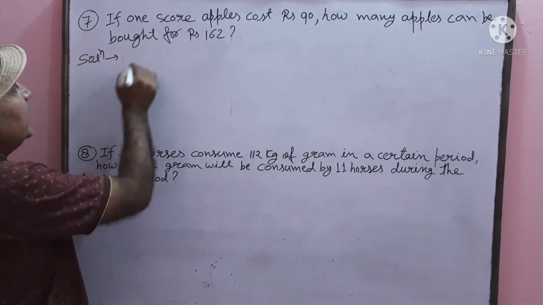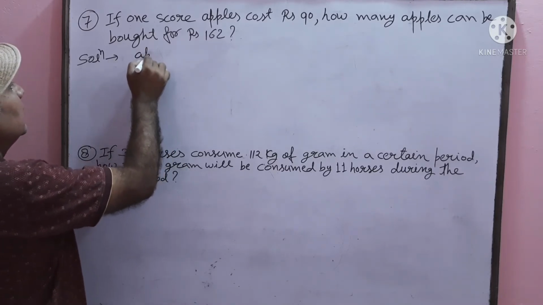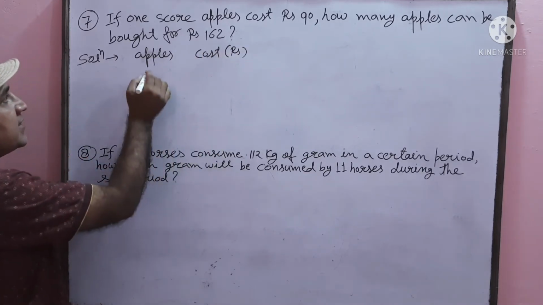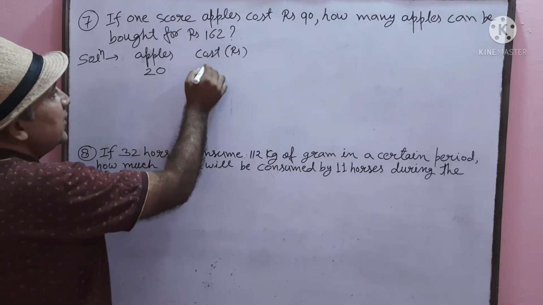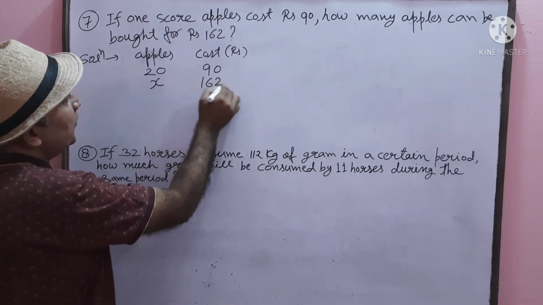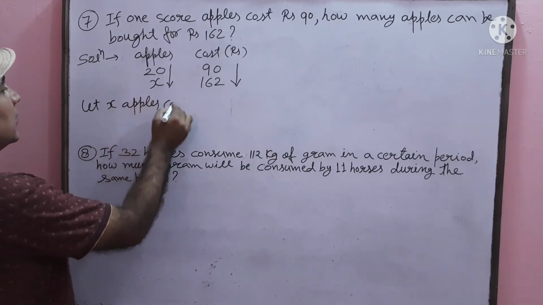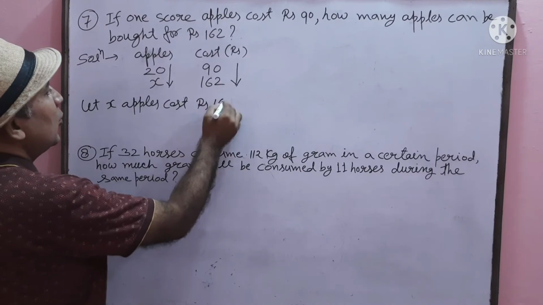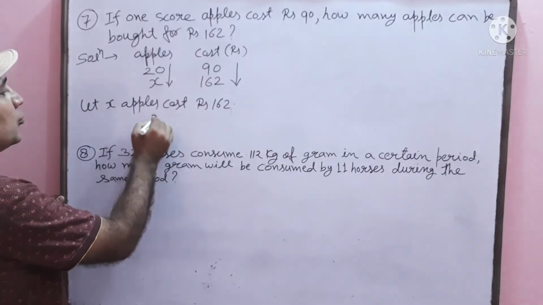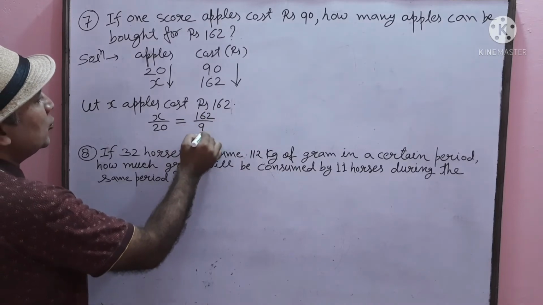So how will you solve it? Write down apples and cost also. There are two quantities. When apples are 20, cost is rupees 90. Suppose there are X apples for rupees 162. Let X apples cost rupees 162. There is direct variation that we have understood. So how to write it? X upon 20 is equal to 162 upon 90.